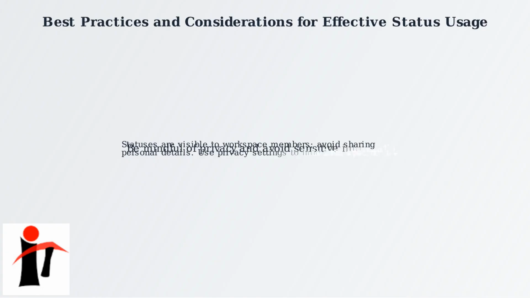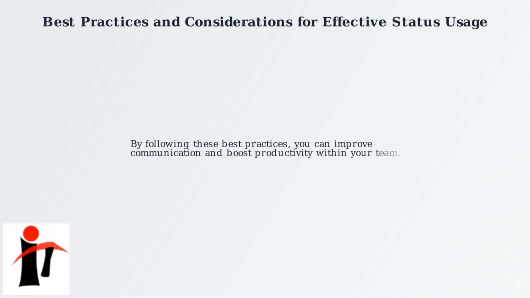Finally, be mindful of privacy and avoid sharing sensitive information. Statuses are visible to workspace members by default, so use privacy settings to hide from specific users and avoid including personal or sensitive details to maintain security and compliance. By following these best practices, including concise messaging, custom emojis, timing options, AI suggestions, and privacy considerations, you can improve communication and boost productivity within your team. Statistics show that effective status usage reduces missed communications and enhances virtual collaboration.